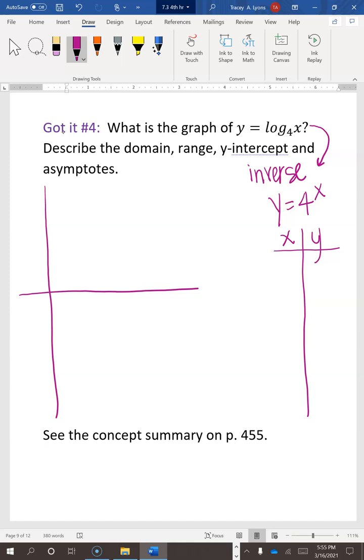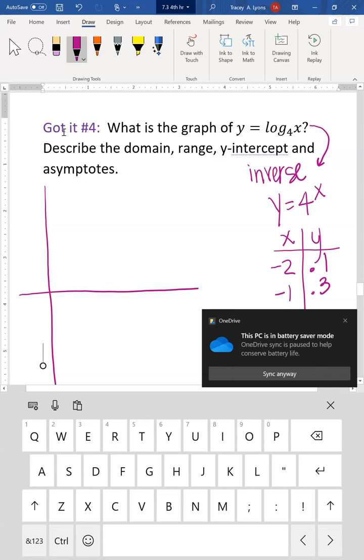So I'm going to pick numbers to plug in. So I'm going to go -2, -1, 0, 1, and 2. If I plug a -2 into 4 to the x, I get 1 over 16, which is about 0.1. If I plug a -1, I get 4 to the -1, which is 1/4, or about 0.3.